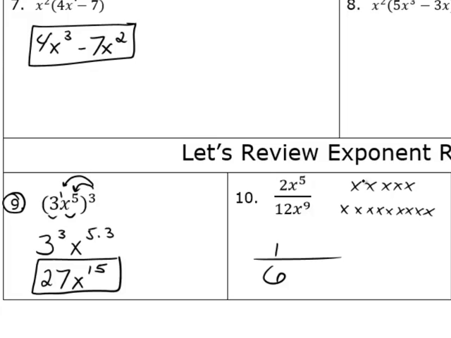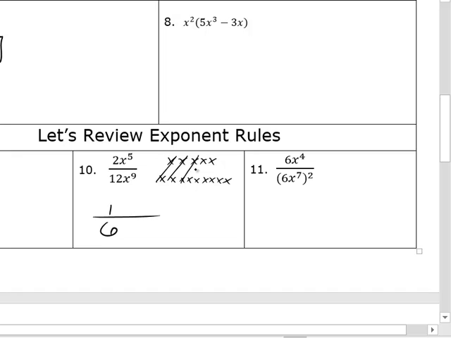So 5 of them will cancel. 1, 2, 3, 4, 5. And we have 4 left on bottom, meaning you'll have x to the 4th power.